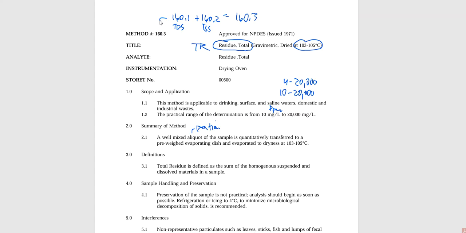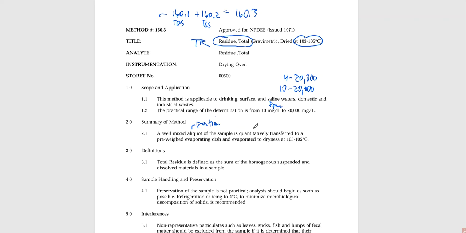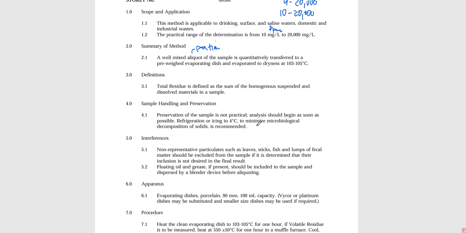That's it. Nothing more. Definitions: total residue is defined as the sum of homogeneous suspended and dissolved materials in a sample. Section 4, sampling and handling, as before. Do them as soon as you get them, but if you can't do it for whatever reason, you need to keep them cold on transport as well as while they're in the lab until you get to those.